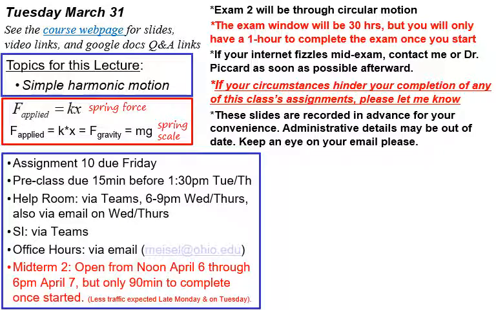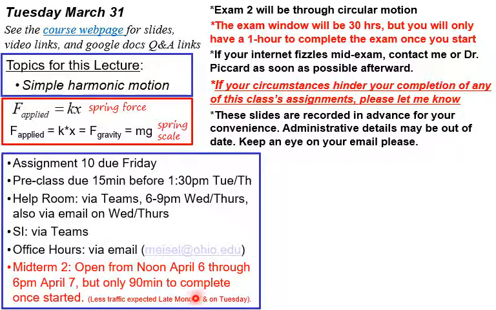The exam itself is going to be open and available for you to take from noon on Monday, April 6th through 6 p.m. on Tuesday, April 7th. However, note that's the open window. Once you start it, you'll only have 90 minutes to complete it, so it's a timed exam. And we've written it so that it's roughly half the length of a usual exam, so hopefully this should work. We're basically budgeting an extra 30 minutes for you to fiddle with the Lon Kappa stuff.